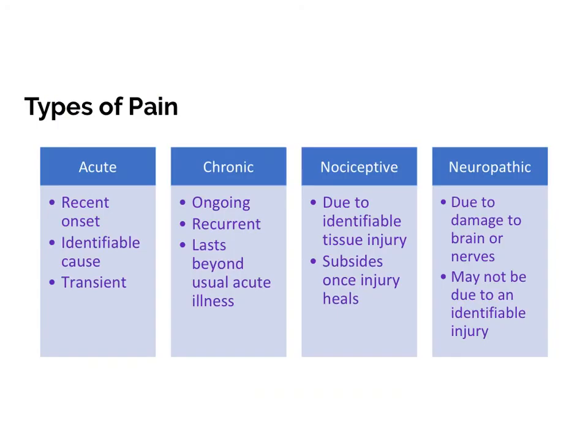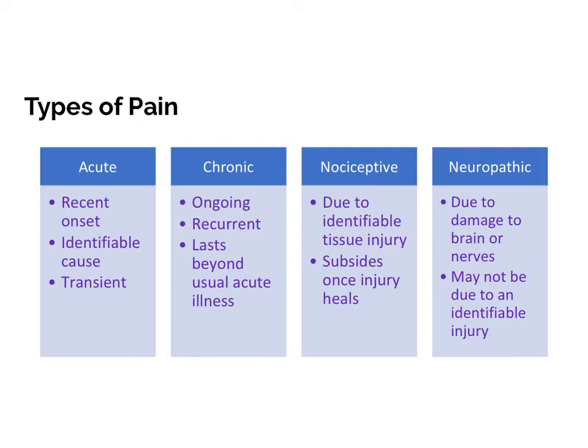We think of pain as either acute or chronic, and then pain also is either nociceptive or neuropathic. Acute pain, of course, is a recent onset. It has an identifiable cause, and it's transient. It is self-limiting. It goes away once the identifiable cause is treated. Chronic pain, of course, is ongoing. It's recurrent. It lasts beyond the usual acute illness. So even though an injury is treated and has resolved, chronic pain persists.